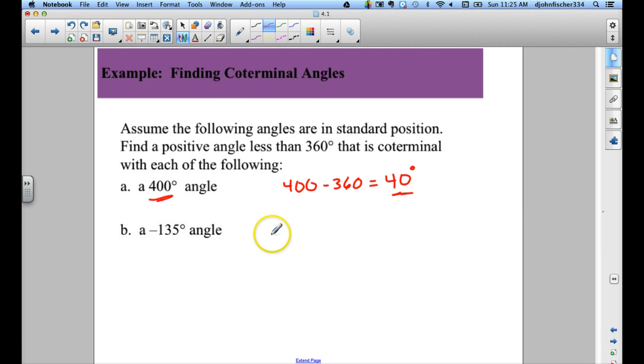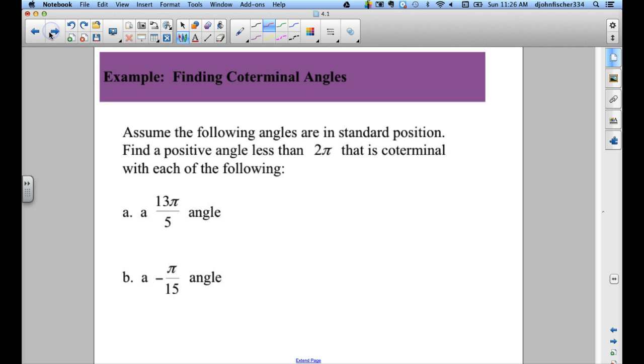Now on here I got a negative 135 degrees. So now what I'm going to do is add 360. If I add 360, I'm going to get 225 degrees. So therefore, another positive angle that's less than 360 would be a coterminal angle. Coterminal means adding and subtracting 360.